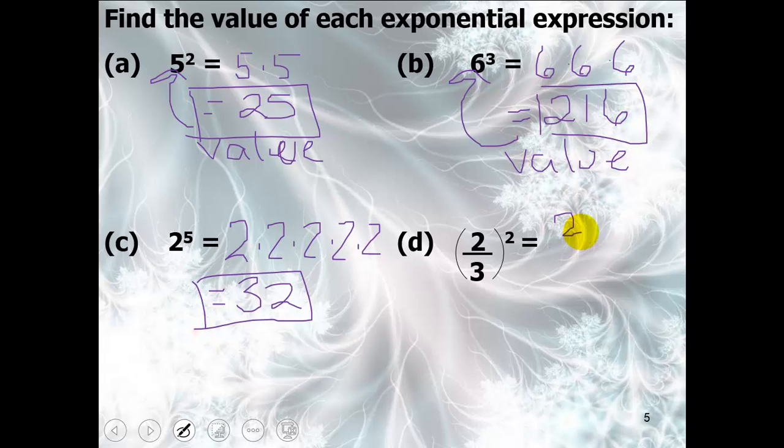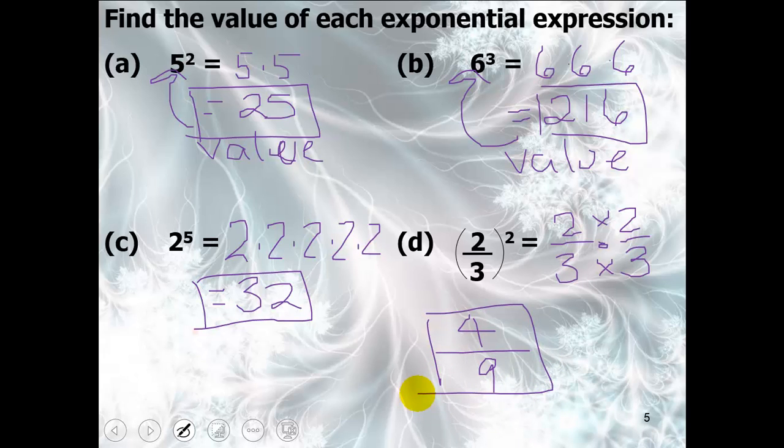2/3 squared is nothing more than 2/3 times 2/3. Right? We know how to multiply fractions. We multiply our tops together and then we multiply our bottoms together. So 2 times 2 is 4. 3 times 3 is 9. I cannot reduce, so 4/9 is the value of 2/3 squared.